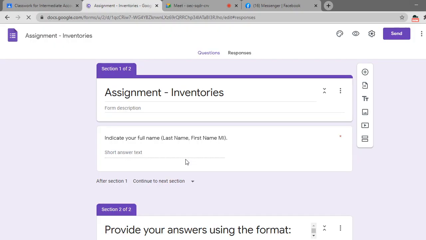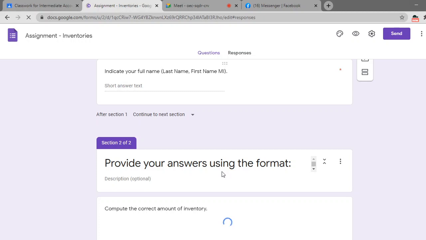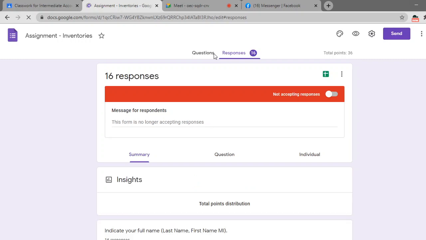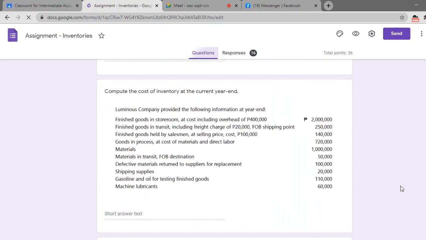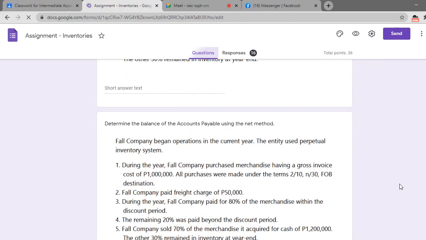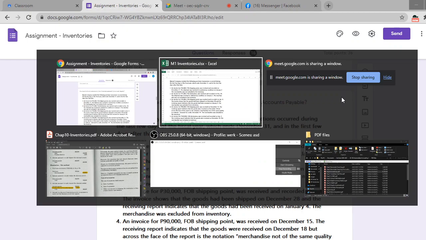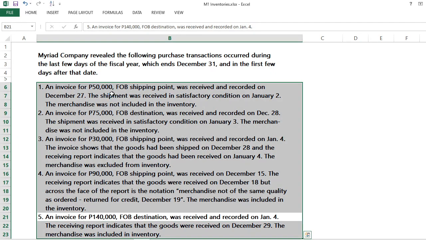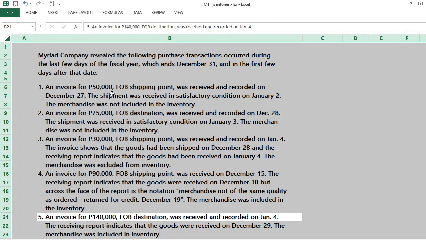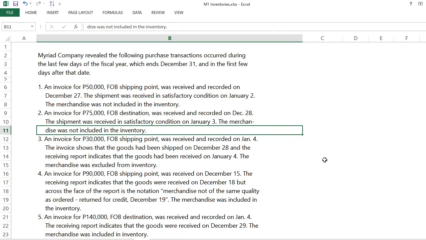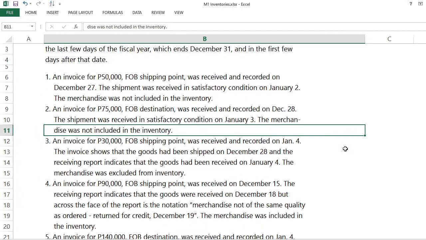10-8. We were asked to... The question here in the book is different from the question I gave in the assignment, so you had a hard time. That's Myriad Company, and we talked about the net adjustment in the inventory account and the net adjustment in the accounts payable. I like this question. What we will do is look at its effects on our inventory and on accounts payable.